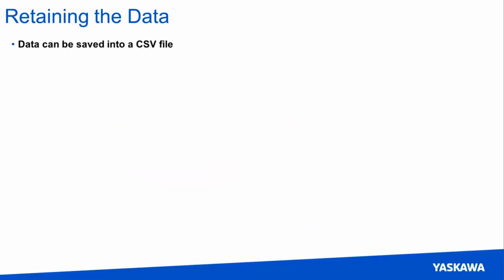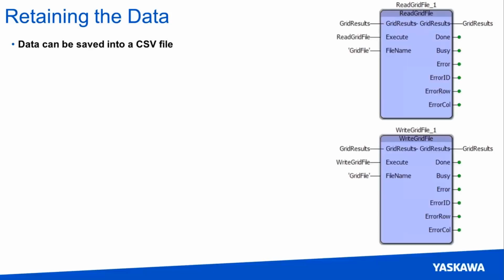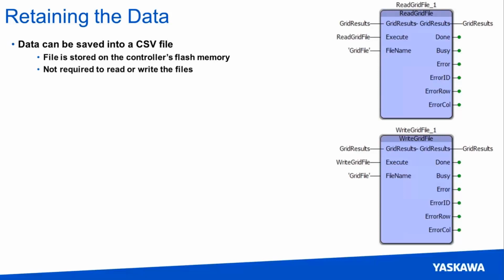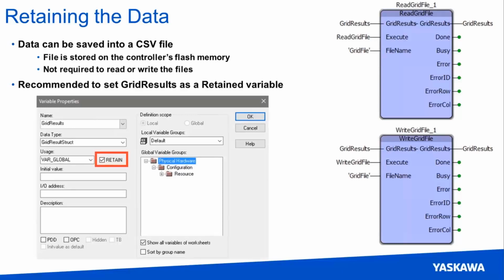By this point, you should have the knowledge you need to apply grid measurement onto your solution, into your application, and run it until it's done, at which point you'll be left with some data. This data can either be saved into a CSV file or just marked as retained. These are the 2 function blocks, read and write grid file. The file name is user-defined. It's stored on the controller's flash memory, flash/local. It will be given an extension of .gmd. It's not required to read or write the files because it's just recommended you set your grid results as a retained variable.